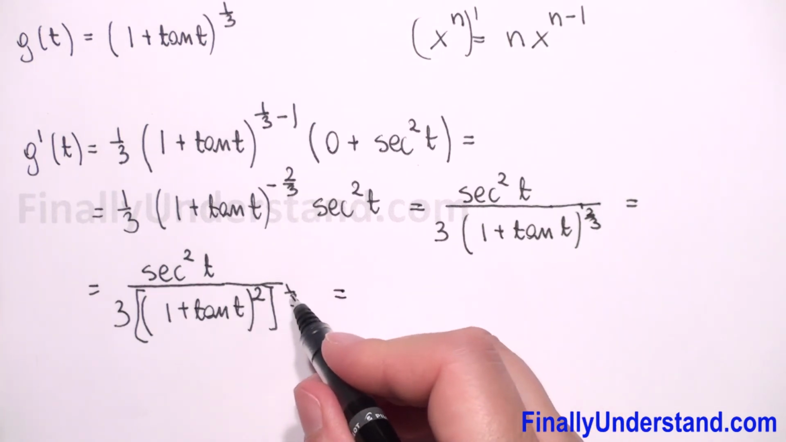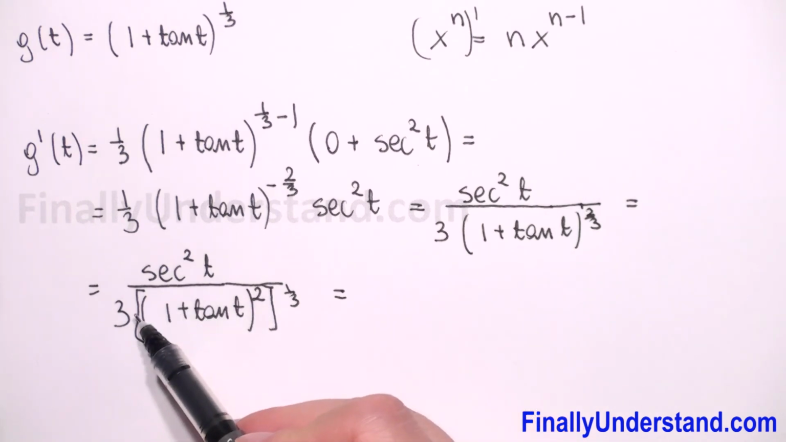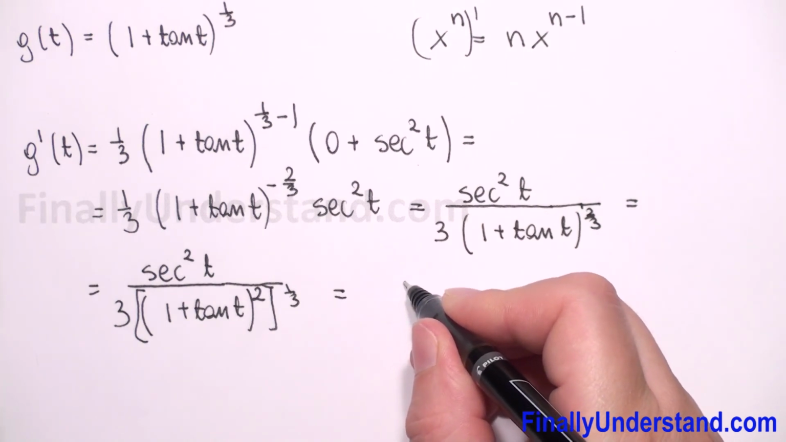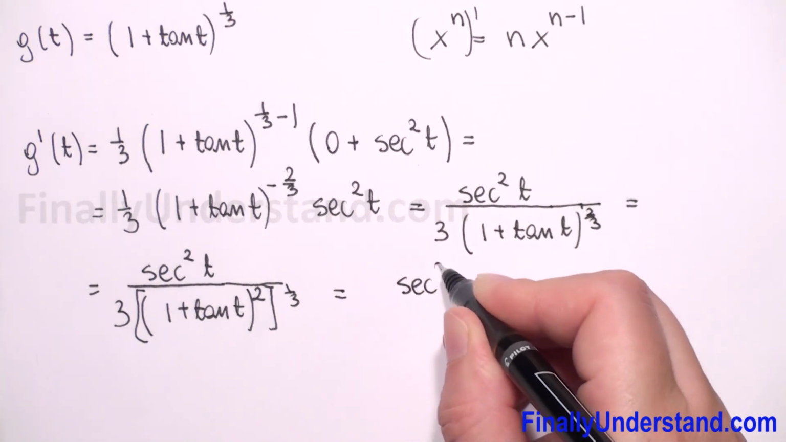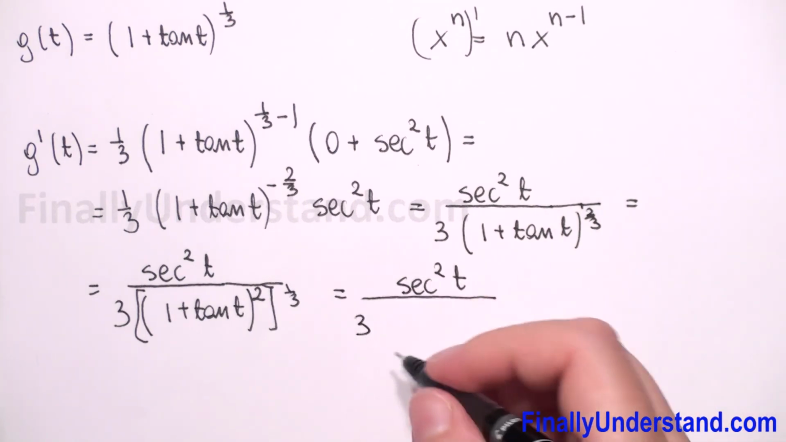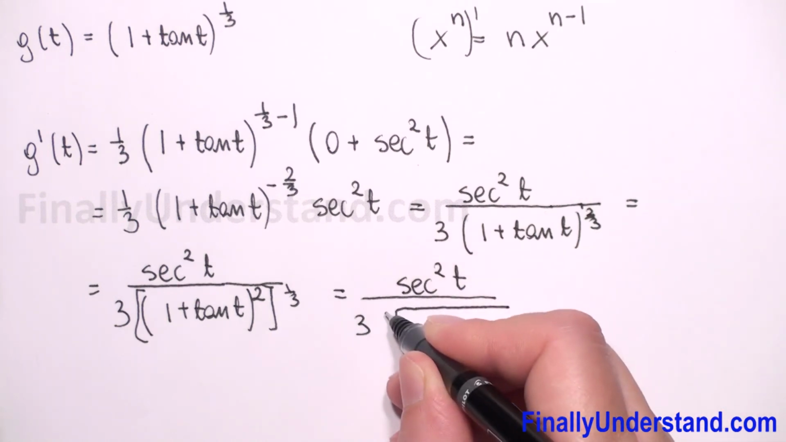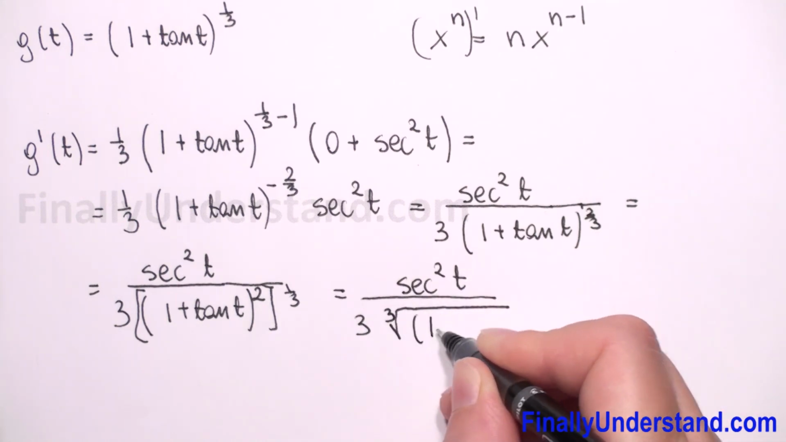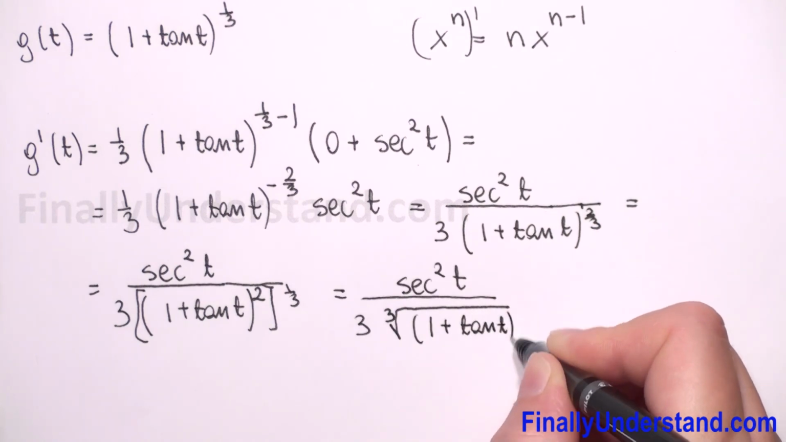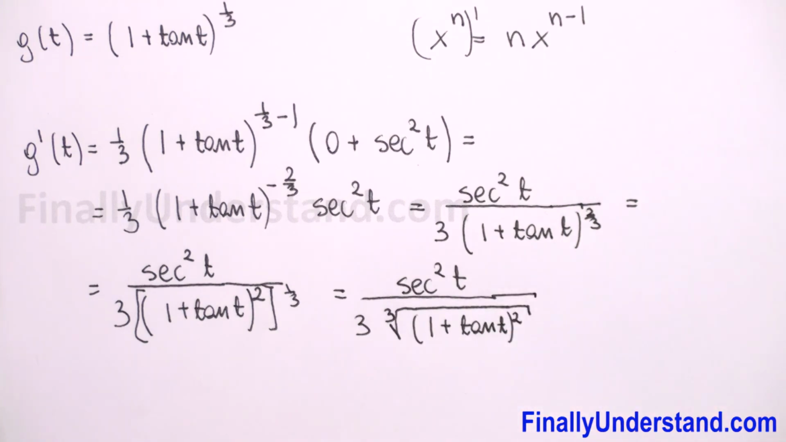Now, when we have power 1/3, we have to take the cube root of this whole expression. So the numerator we just copy, we have secant square of t over 3 times the cube root of 1 plus tangent of t to the second power. This is my solution.